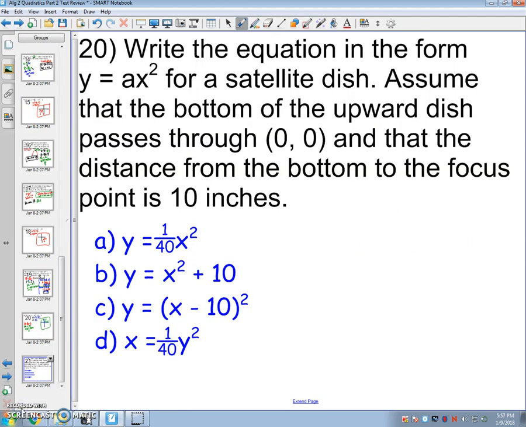For 20, use common sense. They only want y equals a x squared. They want a number for a and x squared by itself. Answer's a, because a is 1 over 40, x squared by itself. They don't want this 10. That's c. They don't want this minus. They don't want h. And this is y squared. So don't you pick those. And that's it.